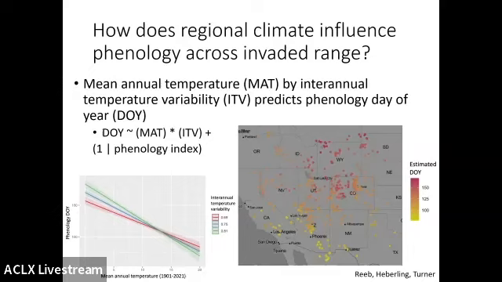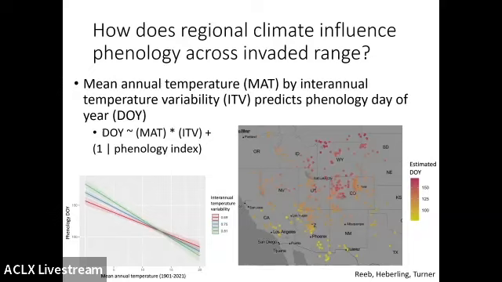Okay, so this is a plot of the model outputs. And for plants that are present in the coldest part of the range, sorry, let me back up. So this is mean annual temperature gradient on the bottom and phenology day of year on the y-axis. And the different colors represent different amounts of interannual temperature variability. Okay, so plants in the coldest and the most temperature variable regions experience the most delayed phenological timing, likely serving as a strategy to avoid winter frost.